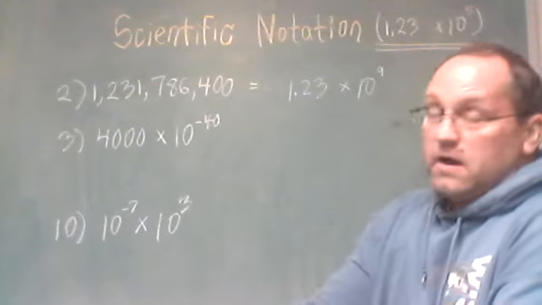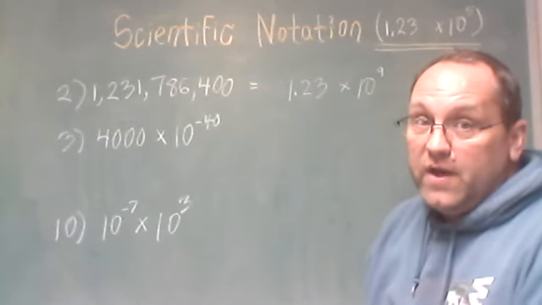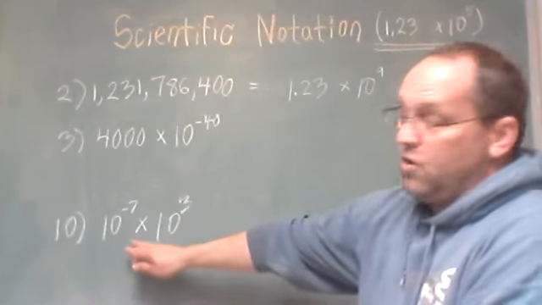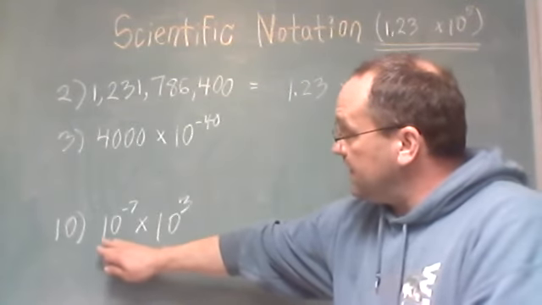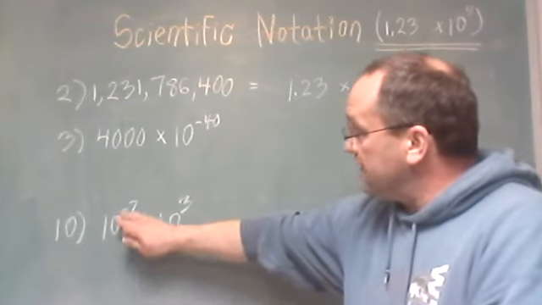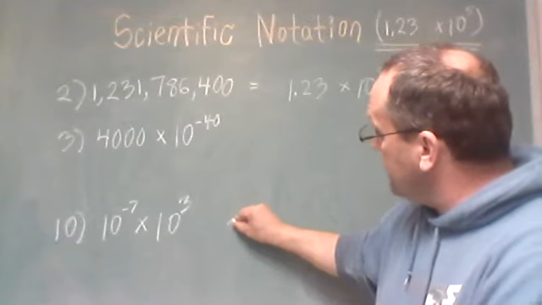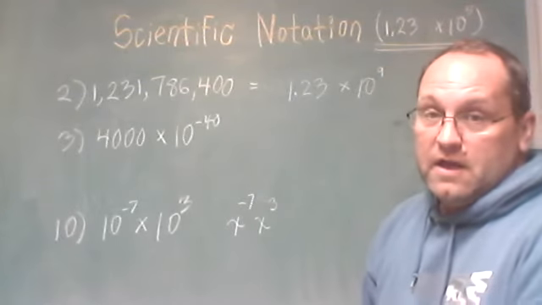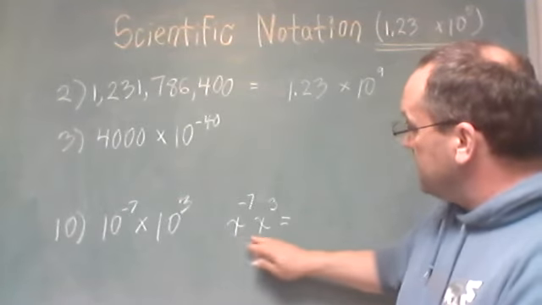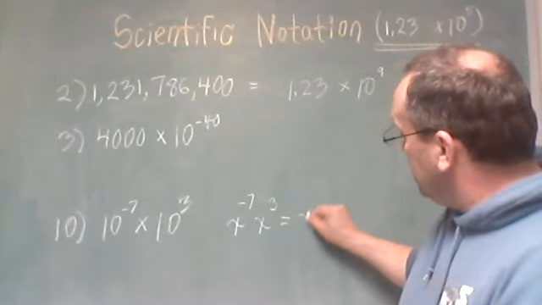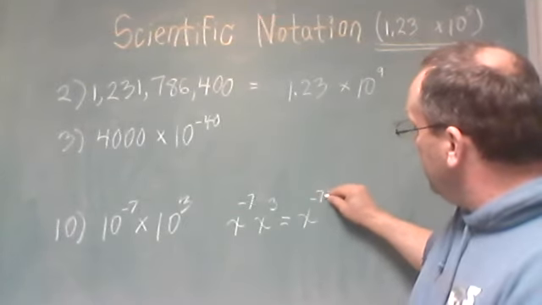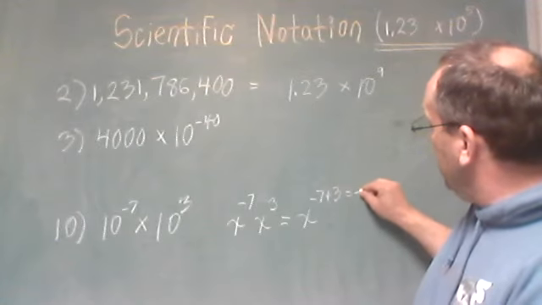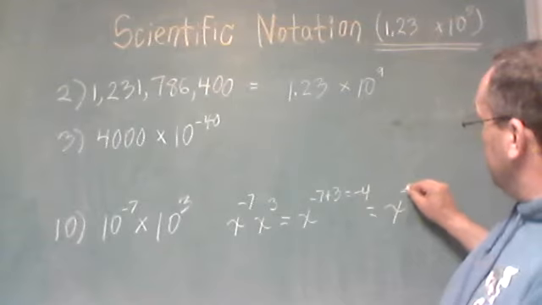Okay, now to review how we can handle those, there's two ways. Let's skip down to problem number 10 and we'll review one of those ways. Okay, we know from our rules of exponents, if we have two bases the same raised to powers, like if we had x to the minus 7th times x to the 3rd, we can handle that. With two variables raised to a power, it is the variable and then the powers are added together. Minus 7 plus 3 equals minus 4. So the solution would be x to the minus 4.